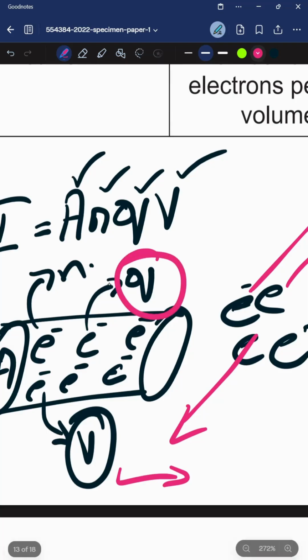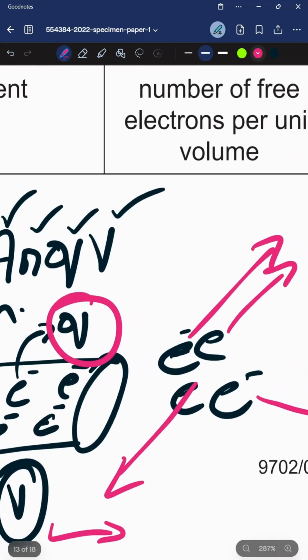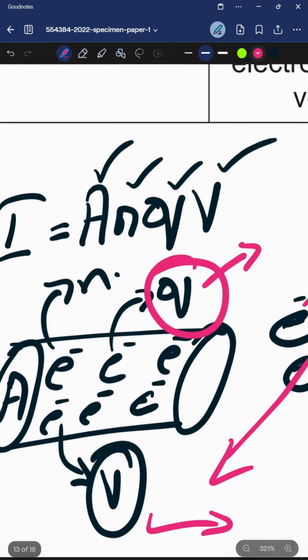Similarly, Q is the charge on each electron. It is a constant value. So this is a constant for us, and N is a very important factor.